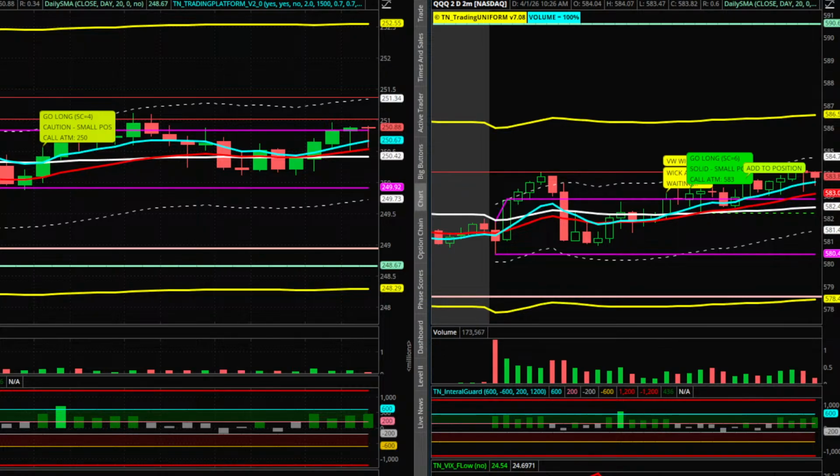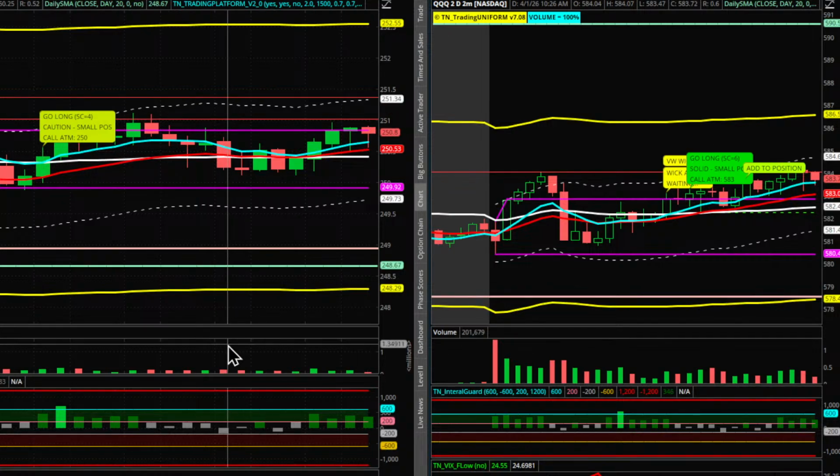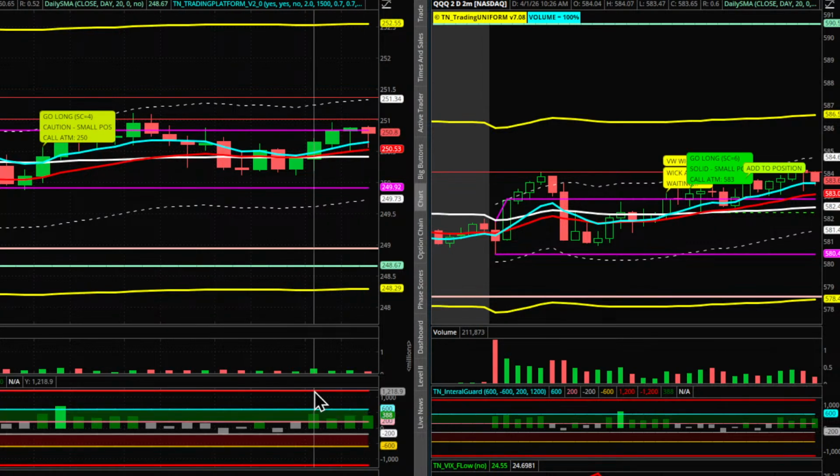IWM is looking good. It's trying to cross over the opening range high here. Let's see if it can do that. If it crosses over, then this may turn out to be a good call. If not, it could get slammed.